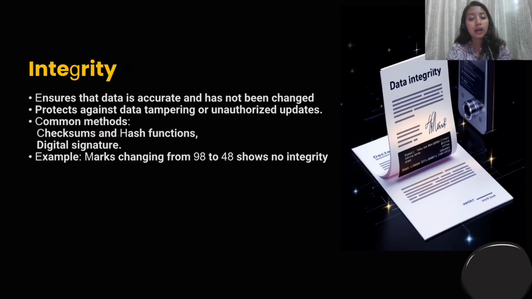A real world example is if a bank transfers 10,000 rupees to your account, it should not suddenly become 1,000 due to some system error. Techniques used in integrity include checksums, digital signatures, and hash functions. These help verify that the data has not been tampered with.